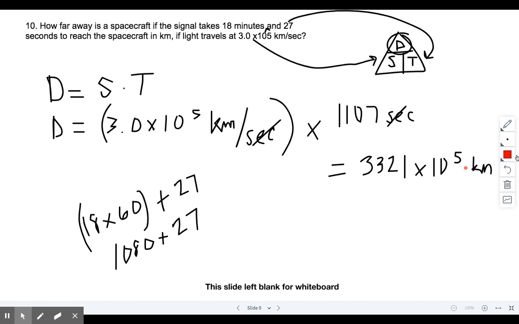Okay, now I want to change this to proper scientific notation, so my decimal needs to be after my first number, that's my 3. So I move 1, 2, 3 spots. Okay, so it becomes 3.321. And because my number was bigger than 1, I add my spaces. So it becomes times 10 to the 8th kilometers.